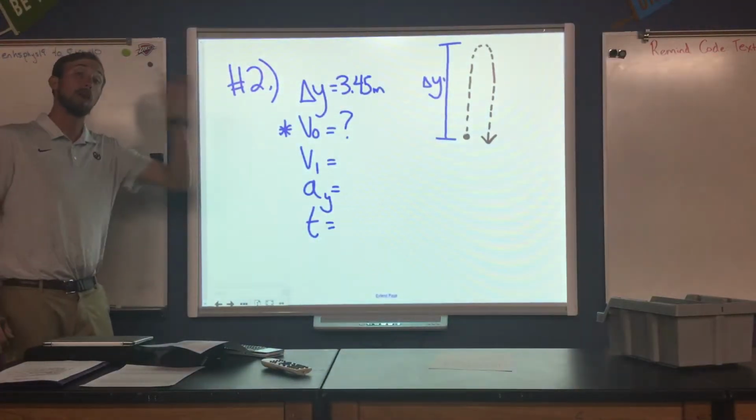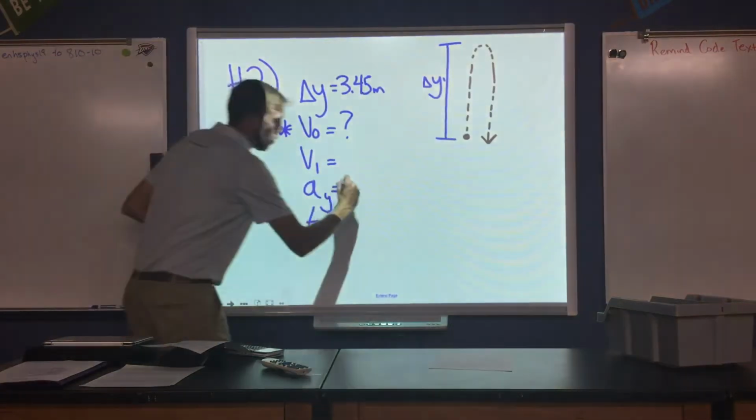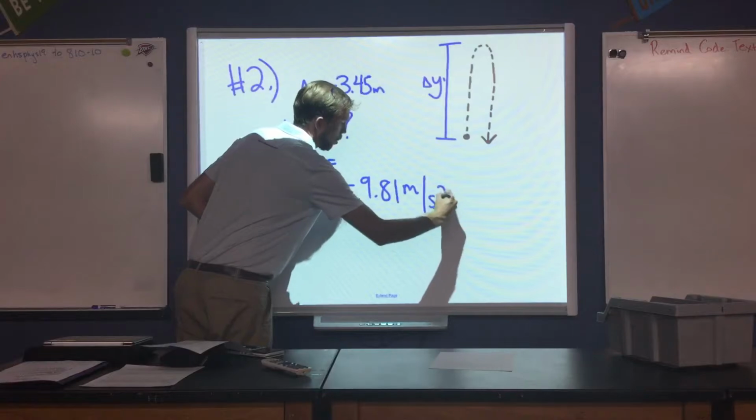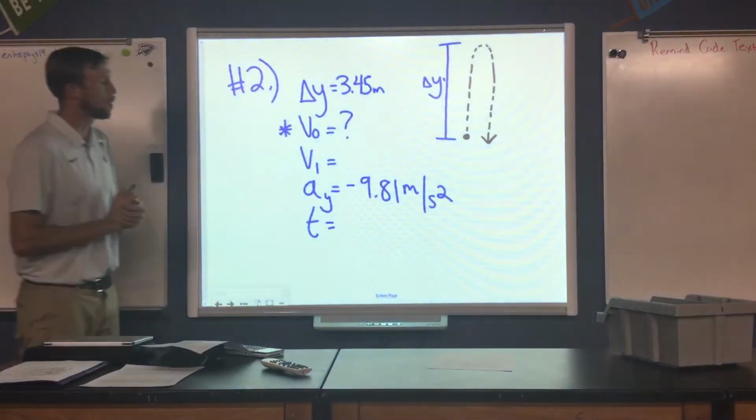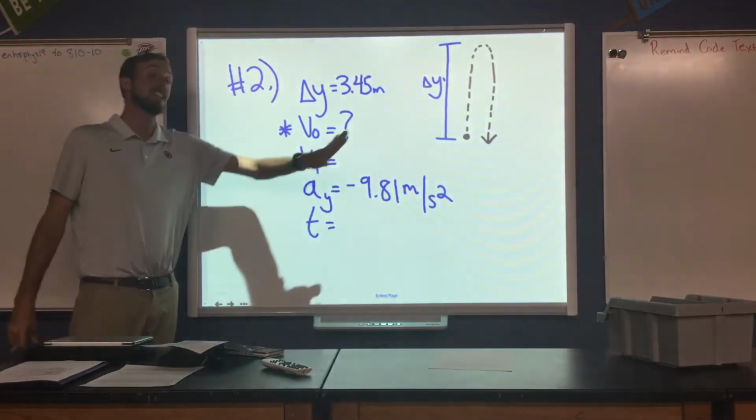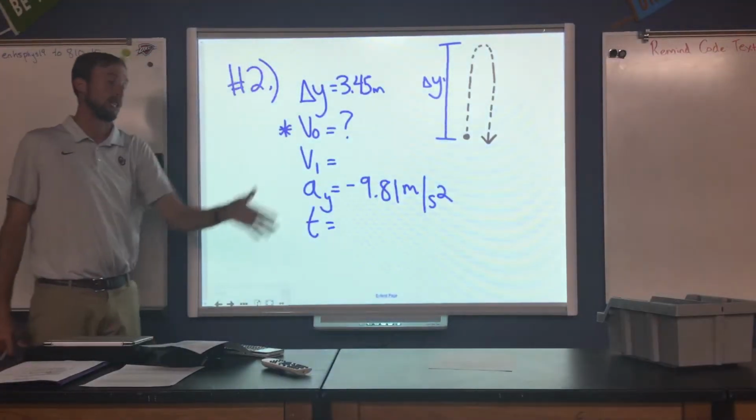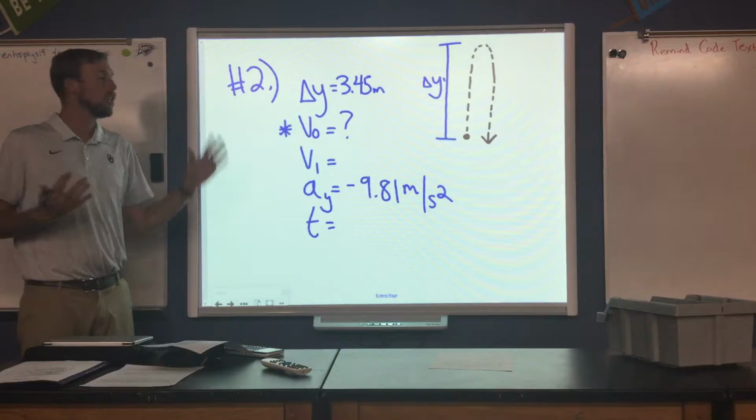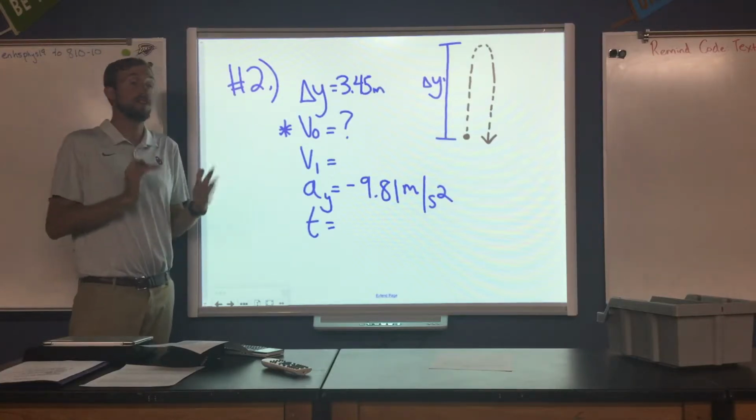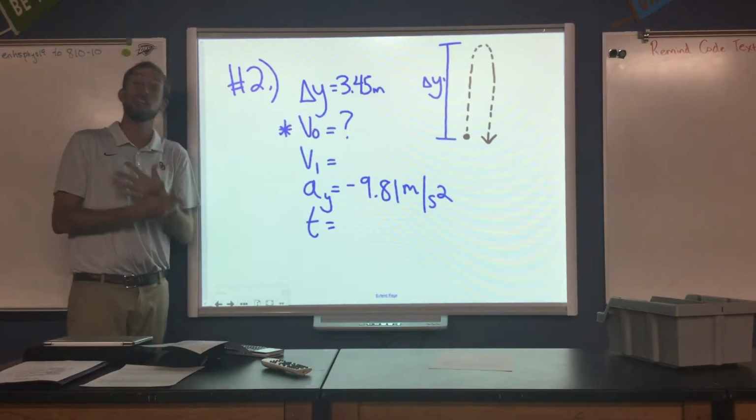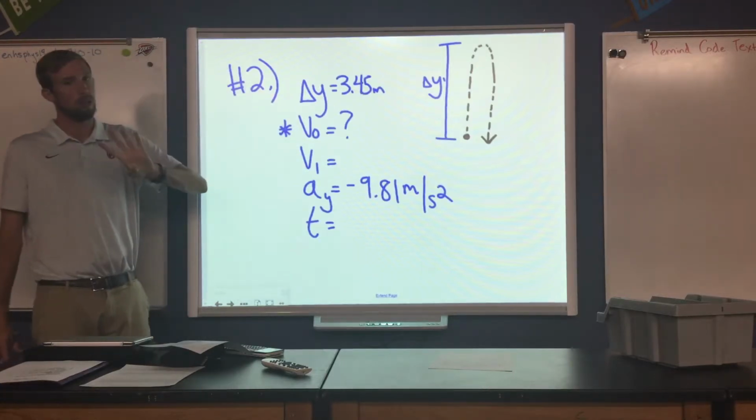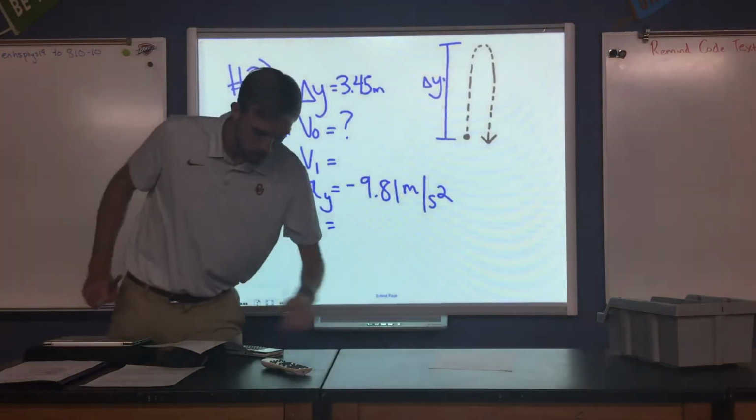Now, because we're dealing with an object moving vertically, we can assume our acceleration is just acceleration due to gravity, so negative 9.81 meters per second squared. Again, that's an assumption we have to make because we're moving vertically. If we stop here, we should notice we don't have enough information to get what we're looking for. In order to solve a kinematic equation, we need at least 3 variables to find our fourth, if we're just going to use one equation here.